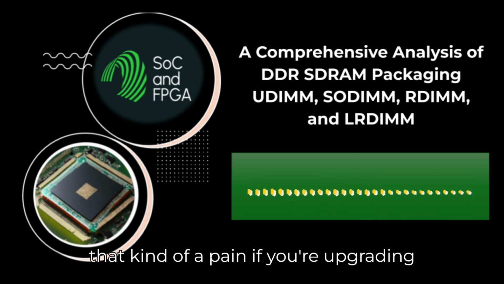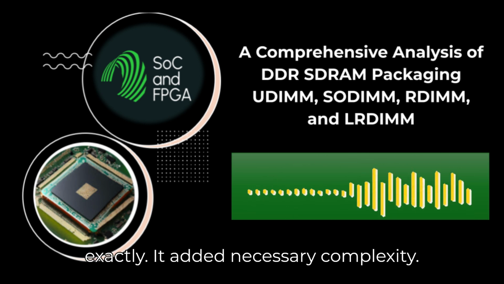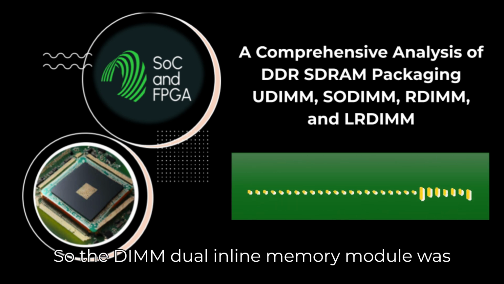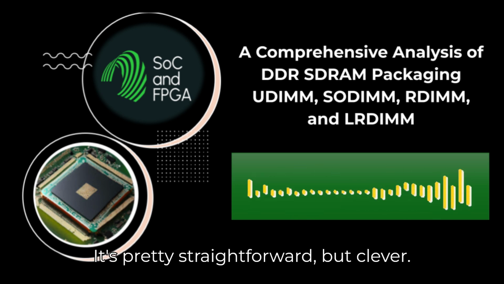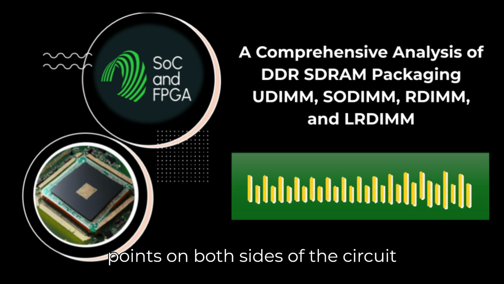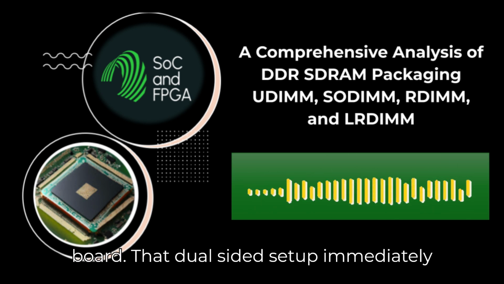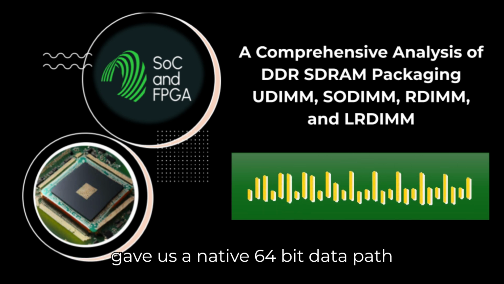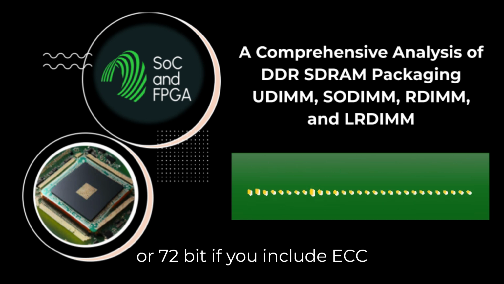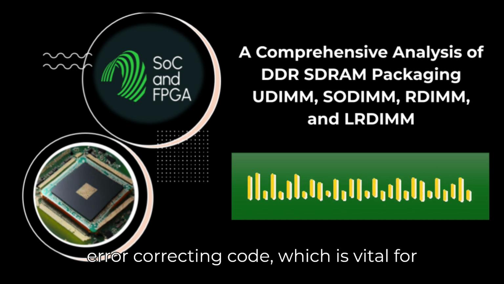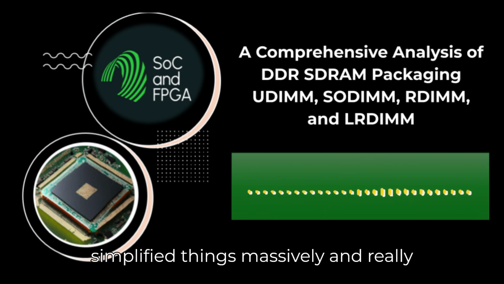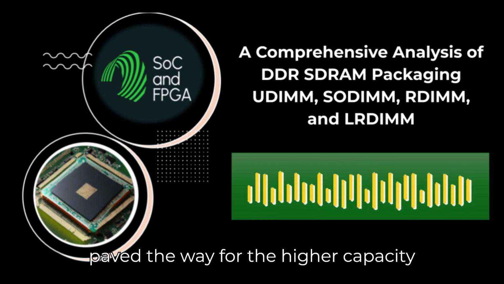Right, I remember that. Kind of a pain if you were upgrading. Exactly. It added necessary complexity. So the DIMM, dual inline memory module, was designed to solve that. How to do that? It's pretty straightforward but clever. DIMMs have separate electrical contact points on both sides of the circuit board. That dual-sided setup immediately gave us a native 64-bit data path, or 72-bit if you include ECC, error correcting code, which is vital for servers.